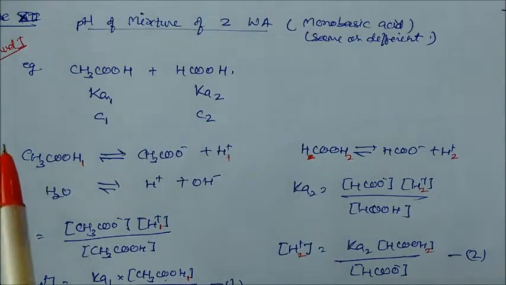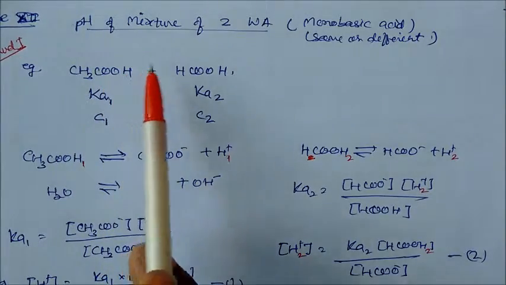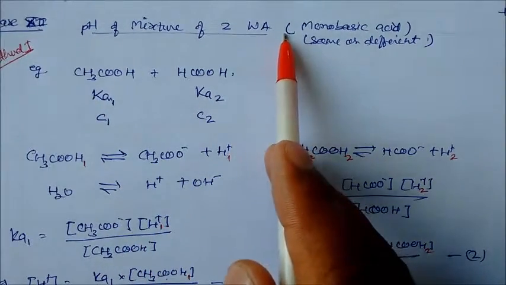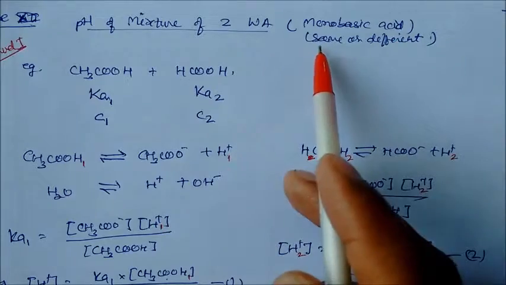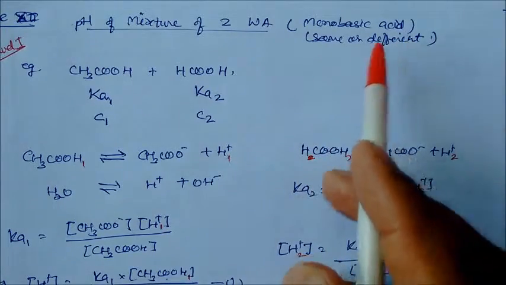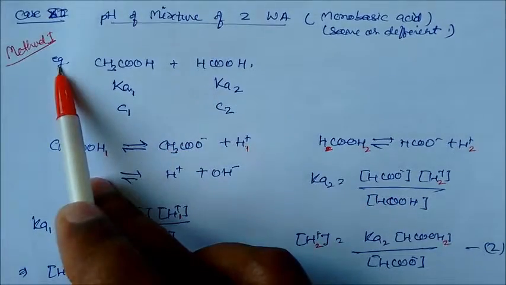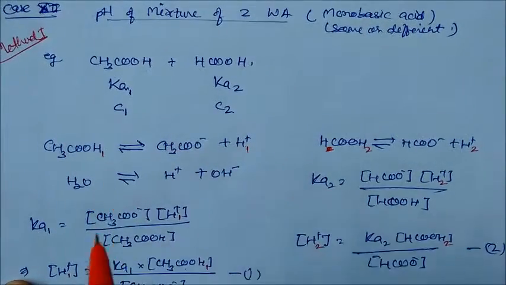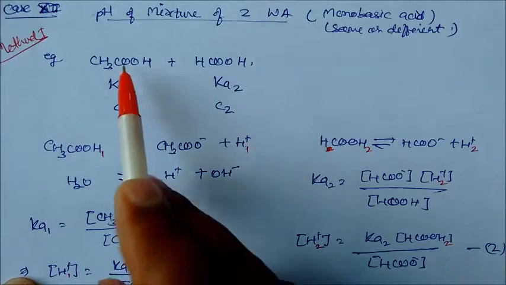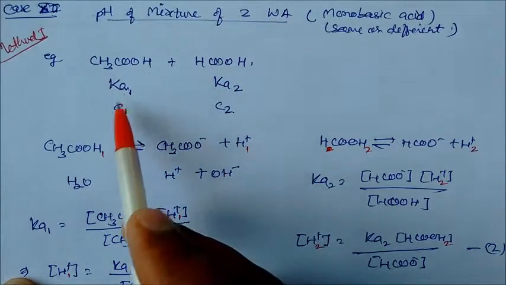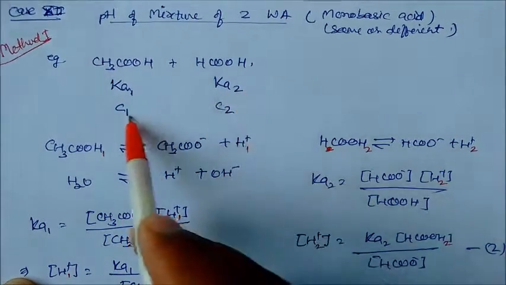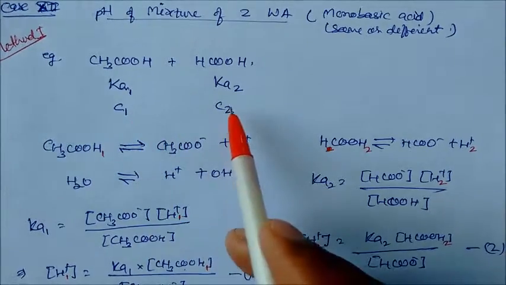Now we will see case number 12, pH of a mixture of two weak acids. I am taking monobasic acids, which can be the same or different. There are two methods, and we will discuss them one by one, starting with method 1. These are the two weak acids, acetic acid and formic acid, so their Ka1 and Ka2 will be different. I am taking two different concentrations, C1 and C2.